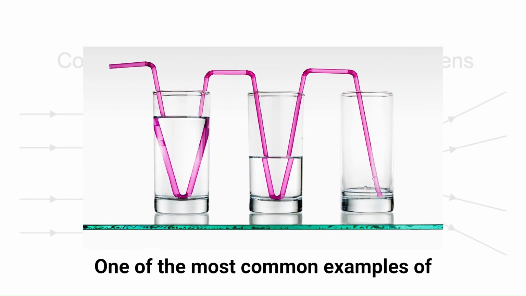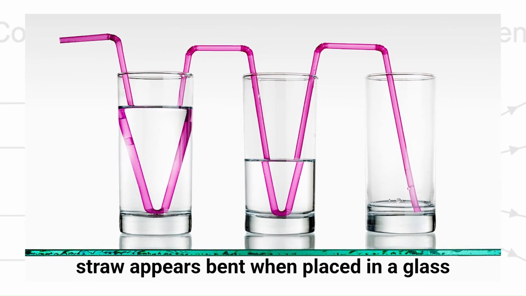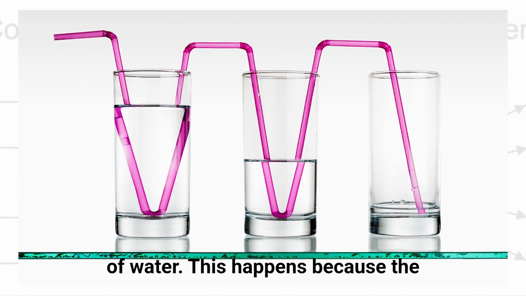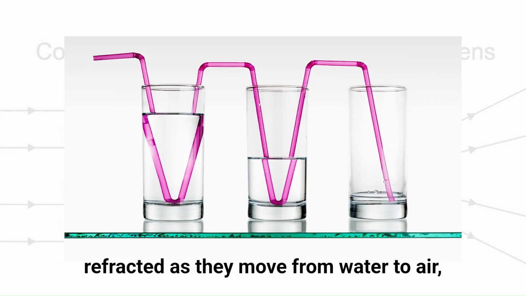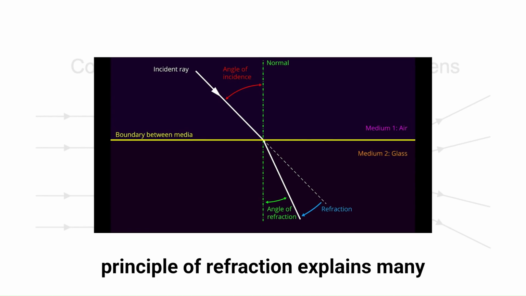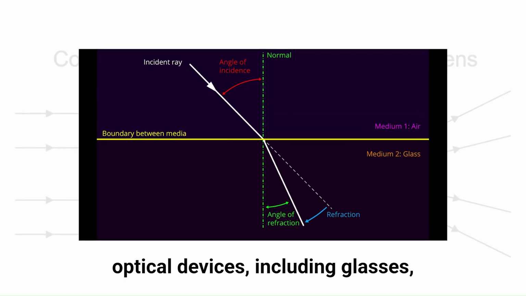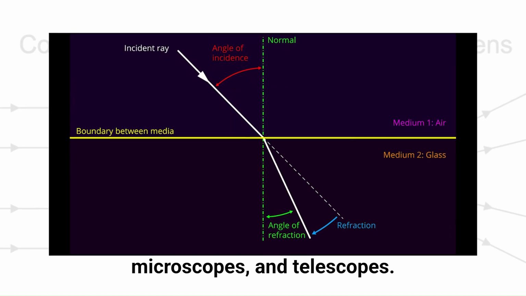One of the most common examples of refraction that we encounter is when a straw appears bent when placed in a glass of water. This happens because the light rays coming from the straw are refracted as they move from water to air, making the straw look displaced. This principle of refraction explains many optical devices, including glasses, microscopes, and telescopes.